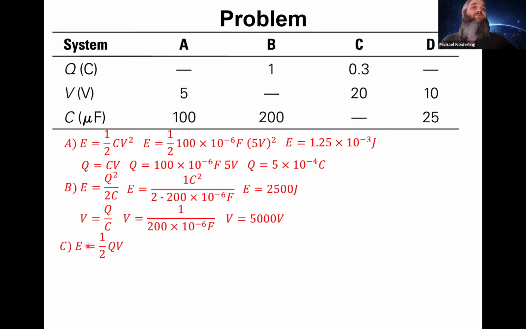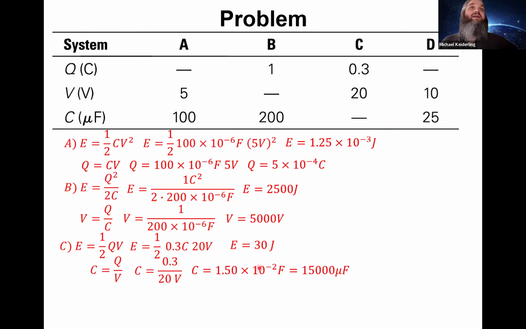C, energy is 1/2. We know the charge and the voltage. Energy is 1/2 charge times voltage. So 1/2 times 0.3 times 20 volts. That's 30 joules. Capacitance is charge over voltage. Capacitance is 0.3 over 20 volts. That's 1.5 times 10 to the minus 2 farads, or 15,000 microfarads. This is the biggest capacitor.